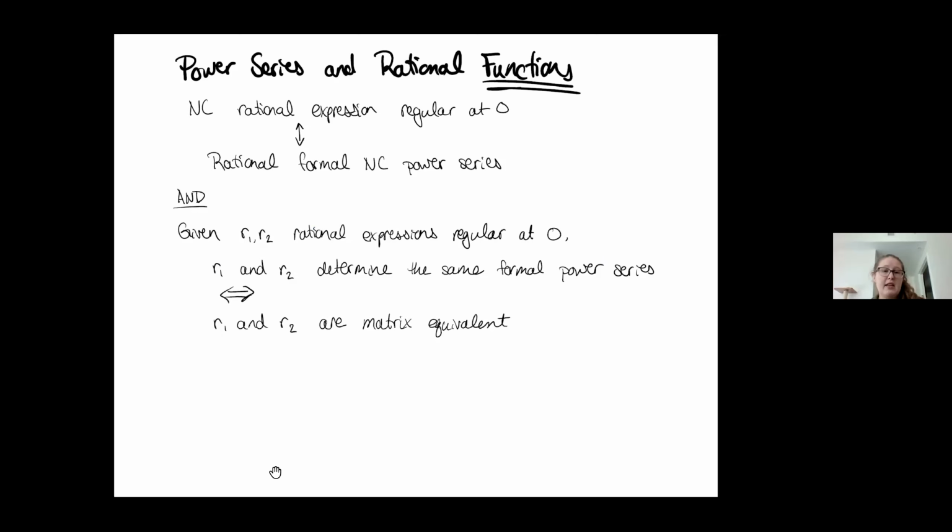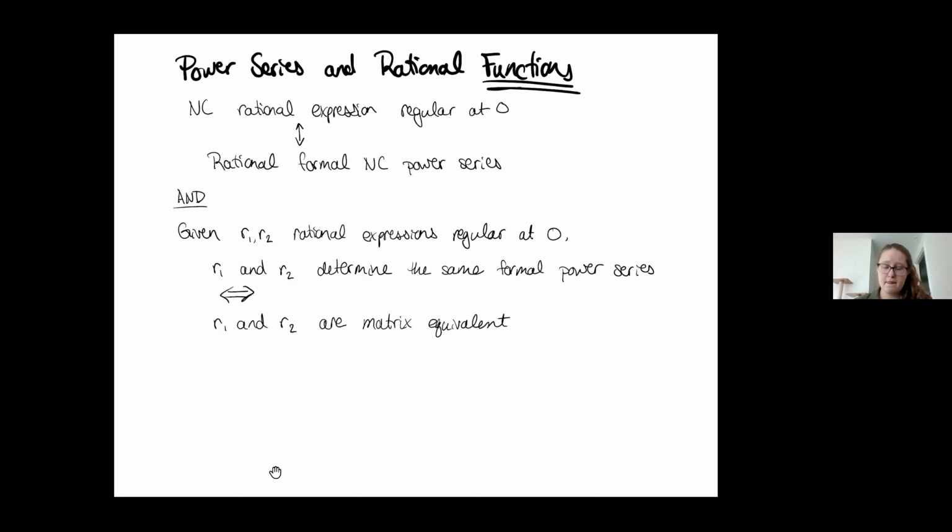So we also have that given two rational expressions regular at 0, if they determine the same power series, then they're matrix equivalent. They're equivalent with that matrix evaluation. So this is nice. It's another way to define our rational functions instead of just rational expressions. You can do your rational functions by saying, okay, well, I have to be able to plug in all the matrices in their shared domain and it has to work out to the same thing. That's our matrix equivalence. But if they're regular at 0, you can write down their power series. And if they have the same power series, then they're the same, which is nice.